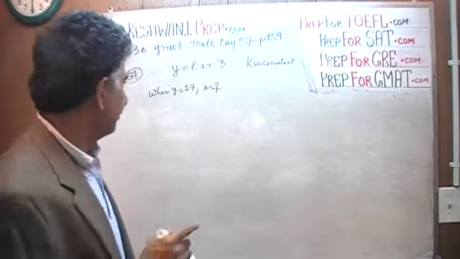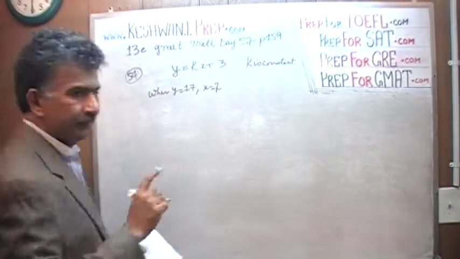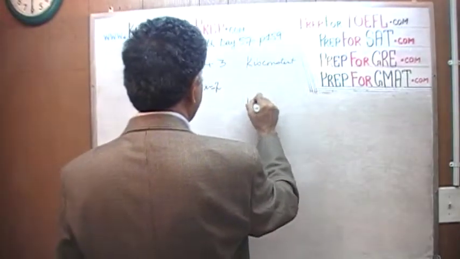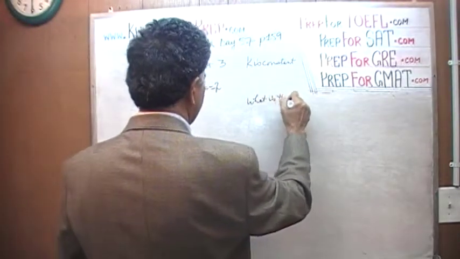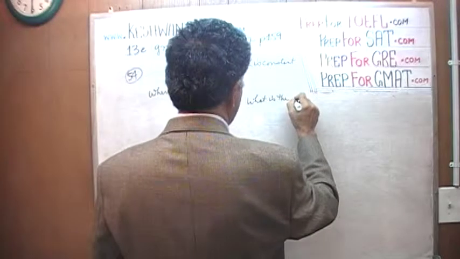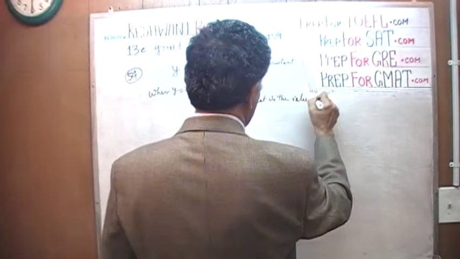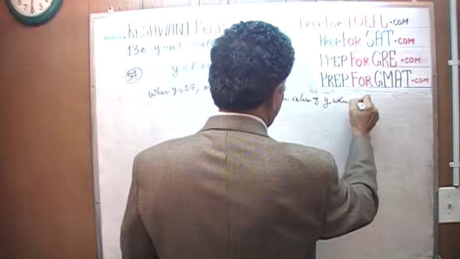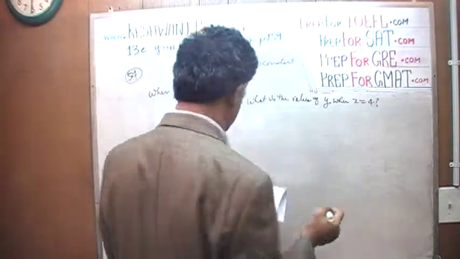They're telling you that when x equals 2, y is 17. It's the same thing, it doesn't matter. The question simply is, what is the value of y when x equals 4? Let's take a look at it.